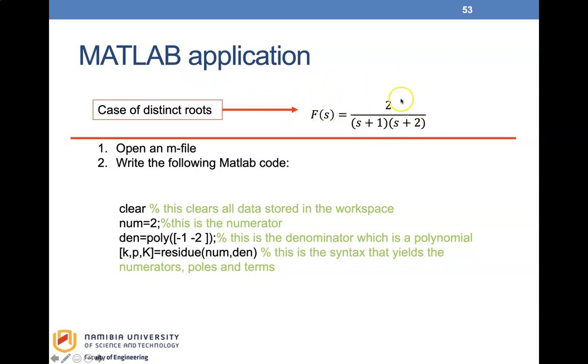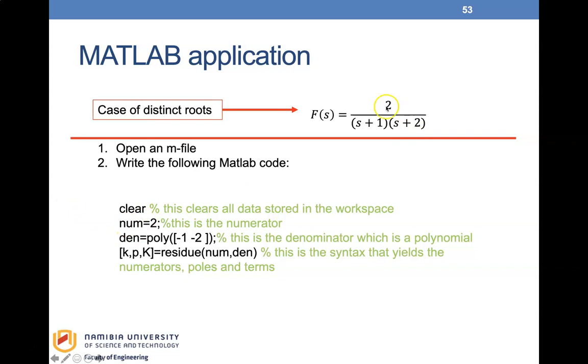So this was the function we had, and in using Matlab, the first thing you do is open an M file. So you create your M file, that's where you write your code, then you write the following Matlab code. In this Matlab code, the dark ones are the code. Anything after the percentage sign is just an explanation, it is not part of the code. So clear means this clears all data stored in your workspace. It's always important to start with clear so that any data that is in your workspace does not mess up your work. It clears it off.